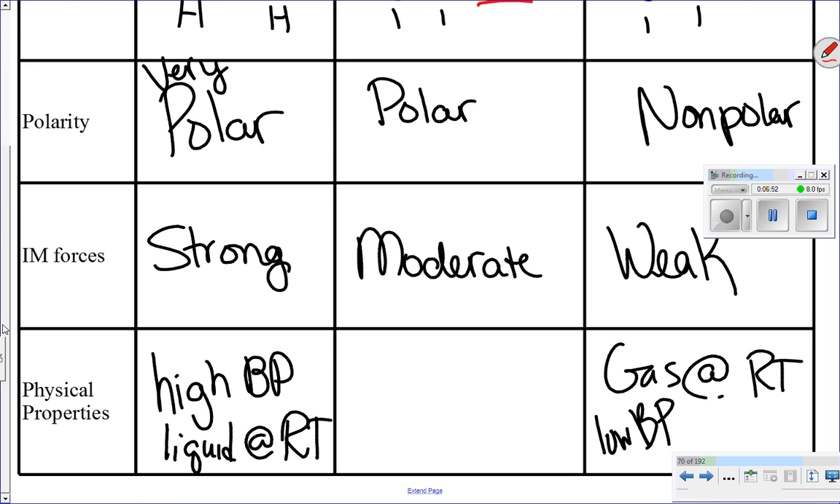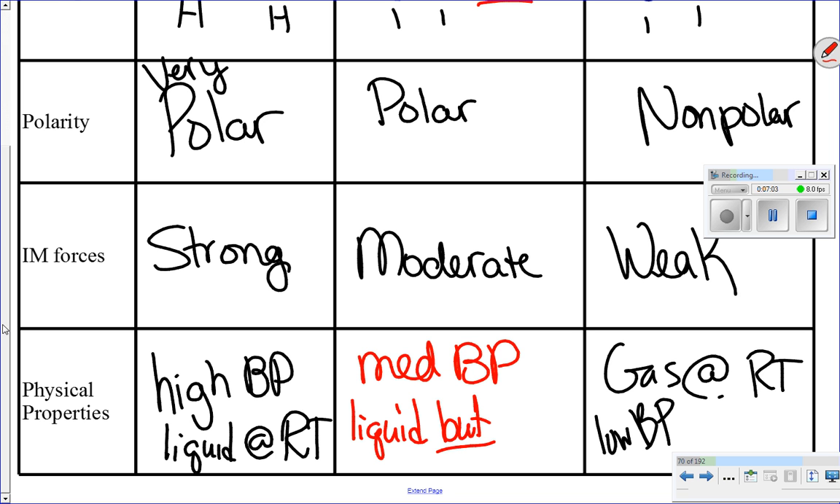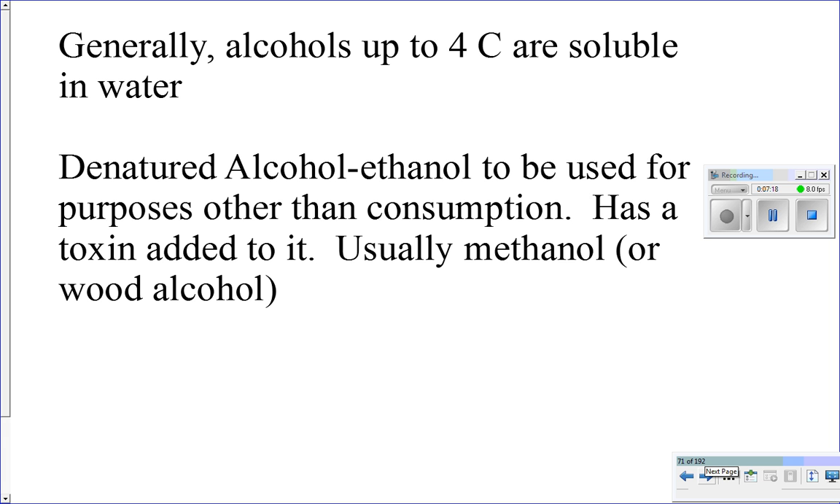So my physical properties here are going to be kind of a more medium boiling point. And they're going to be a liquid at room temperature, but they're going to evaporate or boil more easily. So they're going to tend to have lower boiling points than just simply water would. Generally, alcohols with up to 4 carbons are very soluble in water. Once you get more carbons than that, you start moving toward the nonpolar region, and your solubility in water definitely decreases.